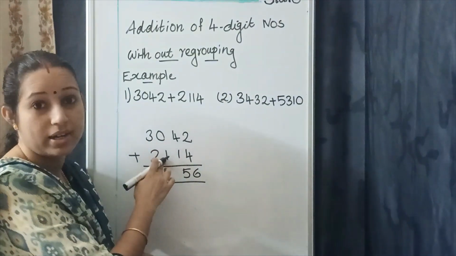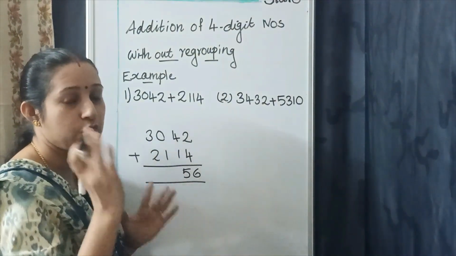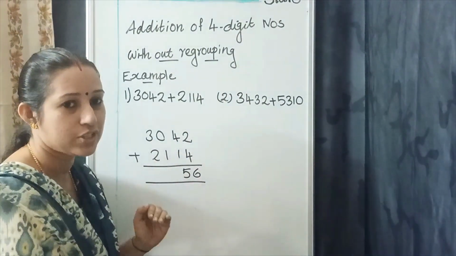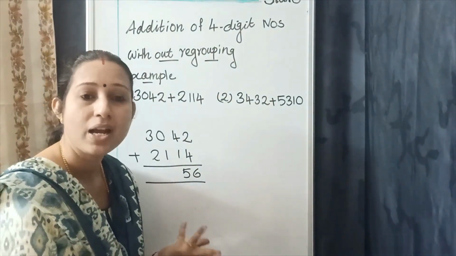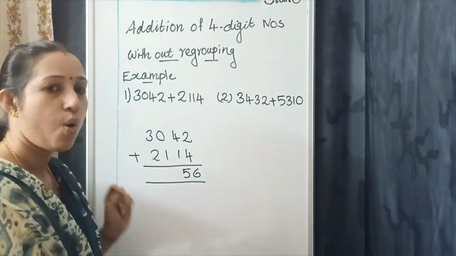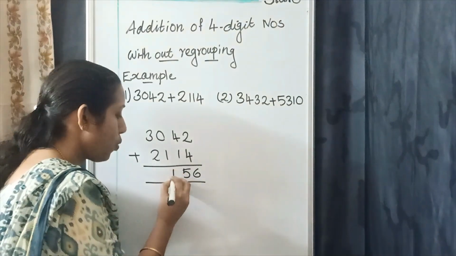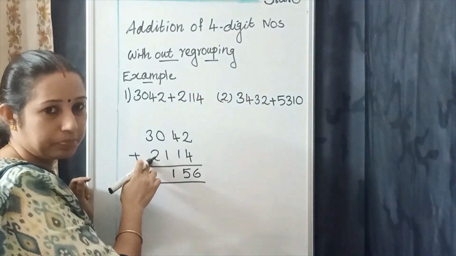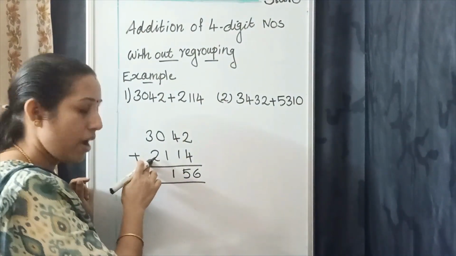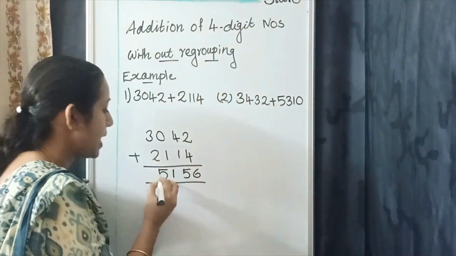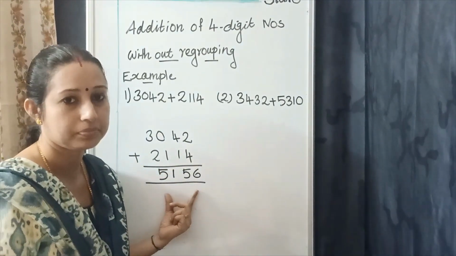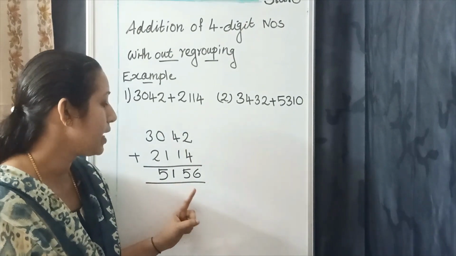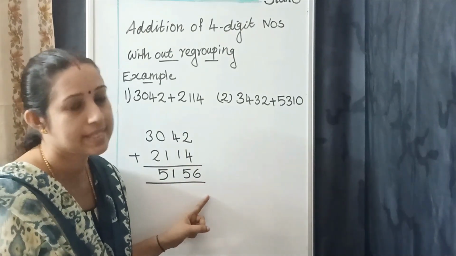Next, 0 plus 1. Addition with 0: if we add 0 to any number, the answer is the number itself. So 0 plus 1 is 1. 3 plus 2, yes, 5. Very good. So, what is the answer? How do we read this number? 5182.